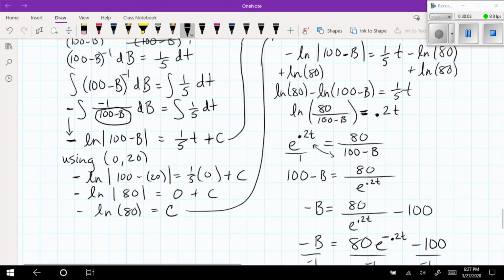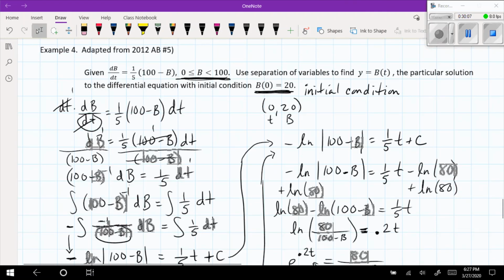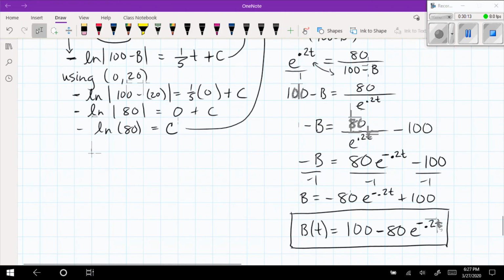Okay, let me see, did they ask us to find anything else? No, it just says use the separation of variables to find the particular solution. So we worked through a lot here.